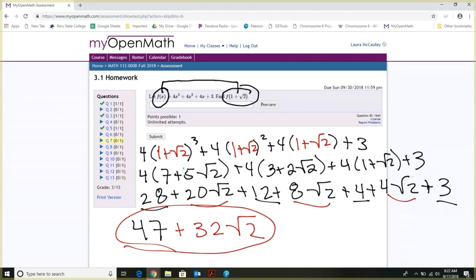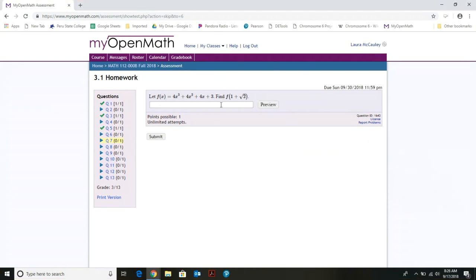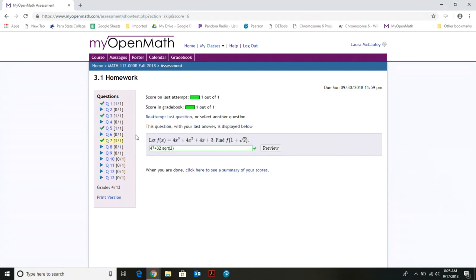So we've got 47 plus 32 square roots of 2. So let's try that. So 47 plus square root, how many of them were there? 47 plus 32 square roots of 2. That looks good. Yay, we did it.